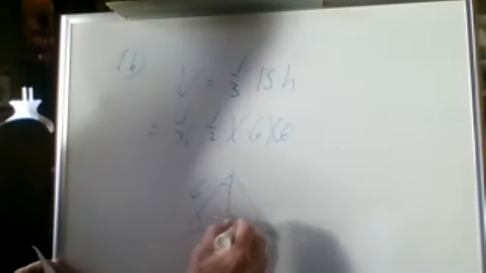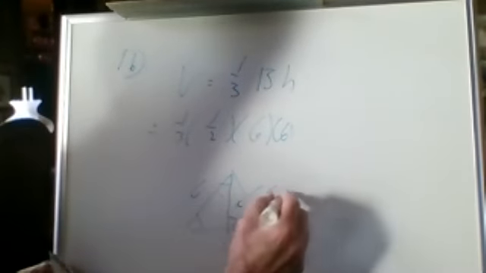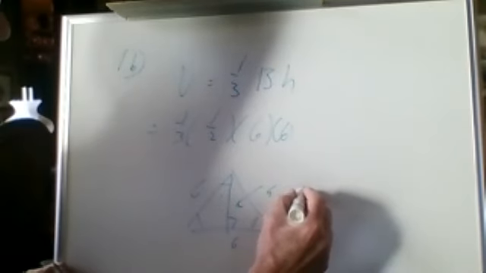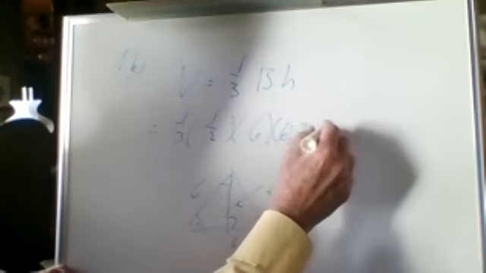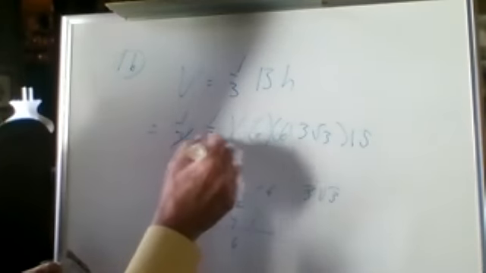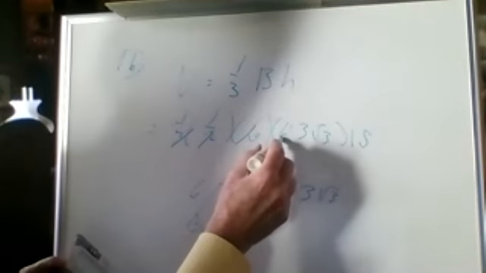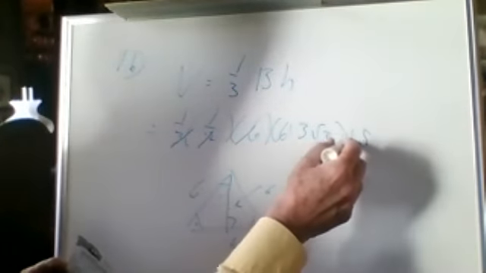If you draw your little equilateral triangle, 6, 6, 6, I draw my altitude, which is the apothem. If this is 6, then opposite the 30 is 3, and opposite the 60 is 3 square root of 3, which is the apothem. So that's 3 square root of 3 times the height, which is 15. And 1/3 times 1/2 is 1/6, so that divides out one of the 6's.